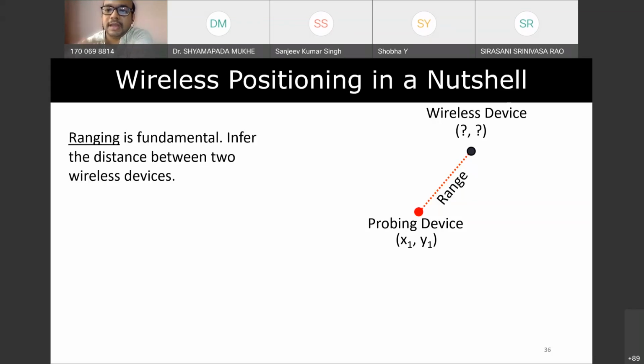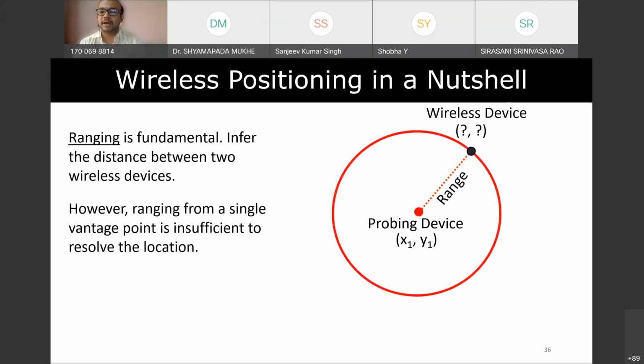So for any wireless localization to work, ranging is fundamental. You need to calculate the range between these two wireless devices. And once you have done this, what is the locus of the wireless device? The wireless device could be located anywhere in this circle, because you know that your location is x1, y1, and you have probed the wireless device, but it could be anywhere on the circumference of this circle, because the range is fixed.